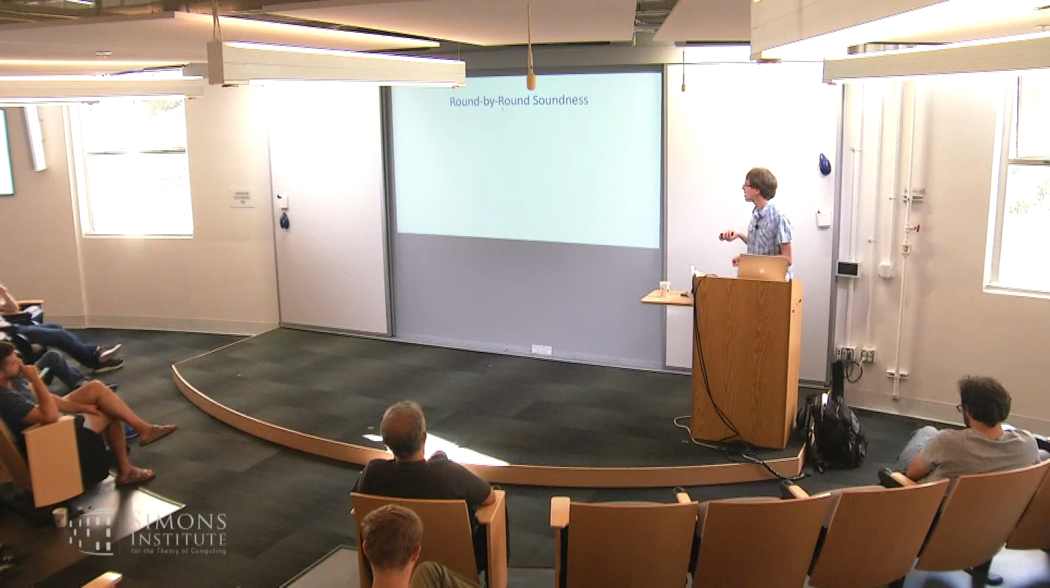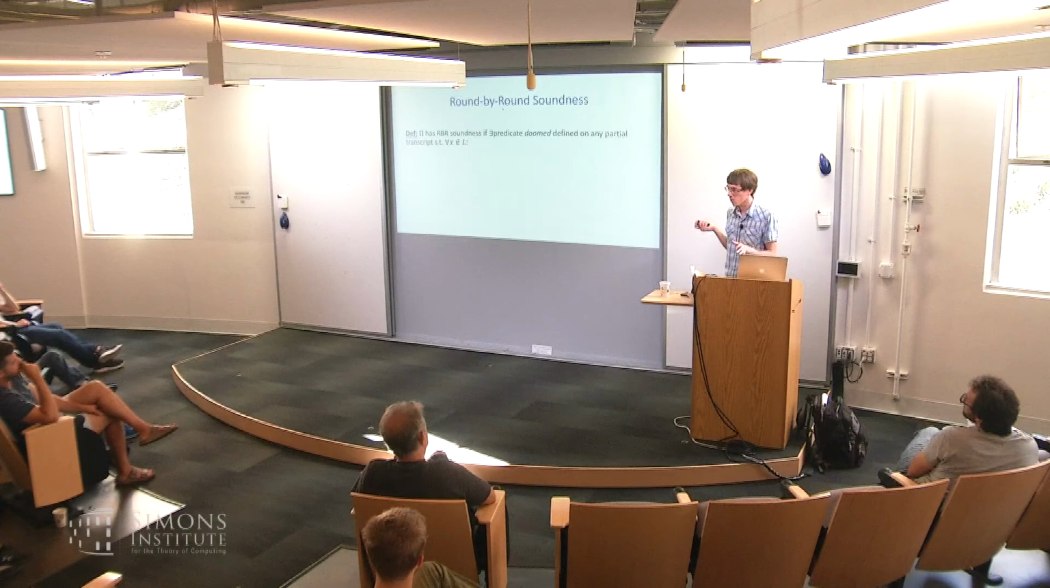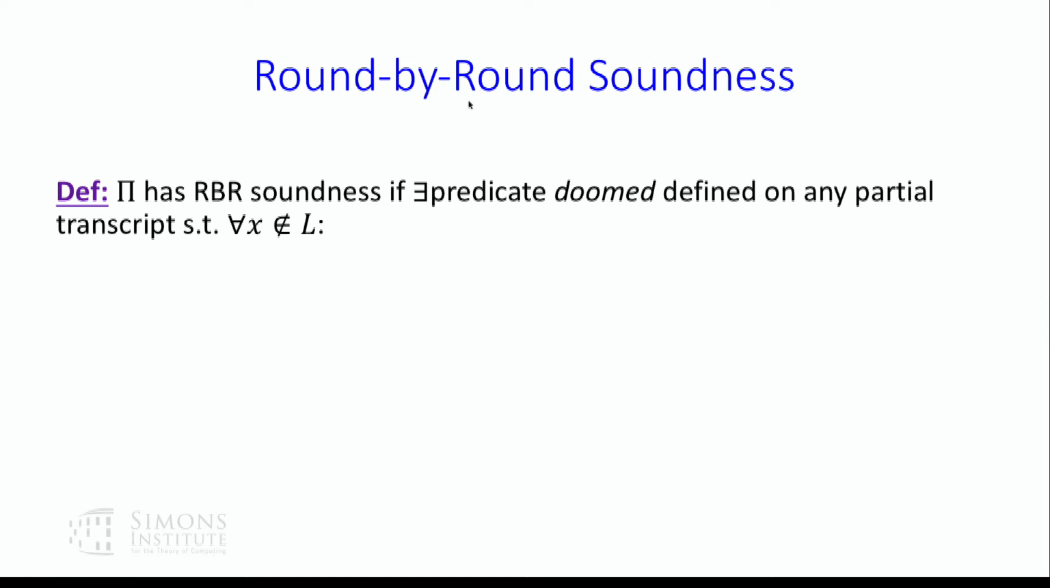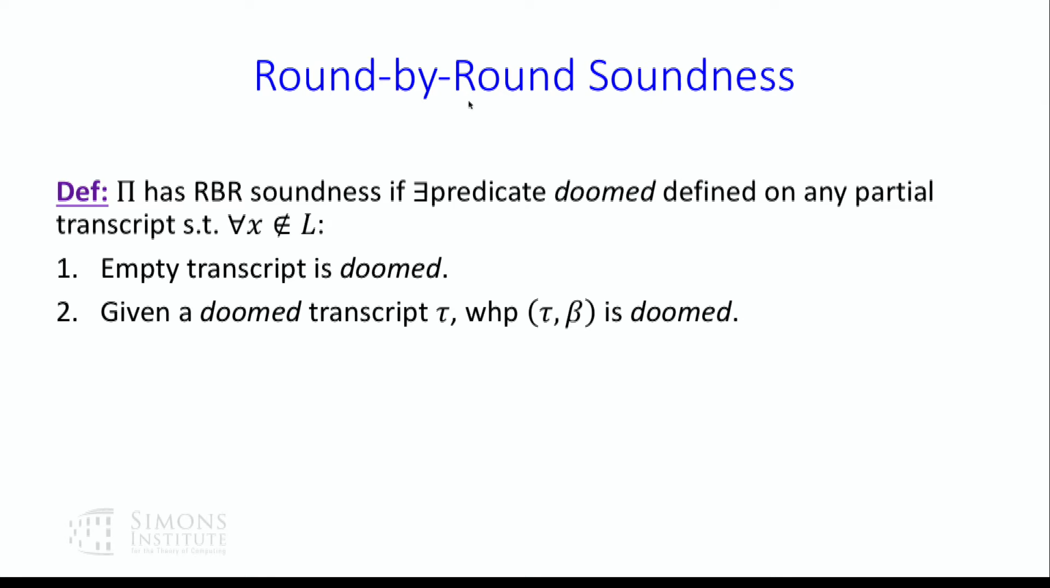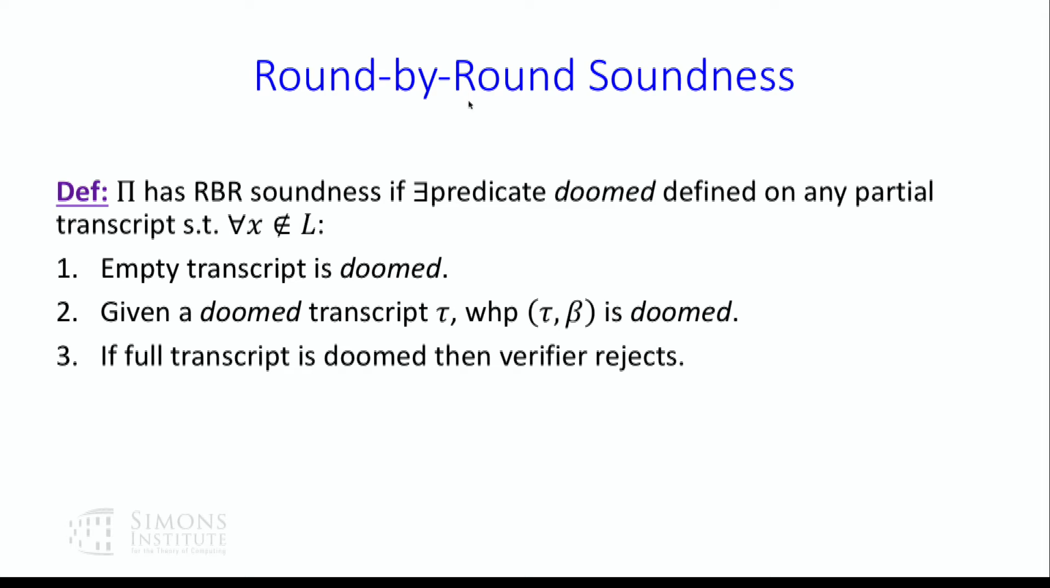And so just very quickly, I want to mention one nice idea that came out of the work, which is the notion of round-by-round soundness, sort of unrelated to the unambiguous soundness that Guy was talking about, but a different flavor. So a protocol has round-by-round soundness if, intuitively, there's some doomed state such that, in the soundness analysis, you start out in a doomed state. And then in every round, whenever the verifier sends you something, there is a very low probability of you escaping the doomed state. And at the end, if the full transcript is doomed, then the actual verifier should reject the protocol.